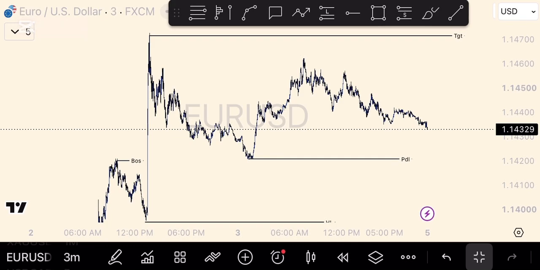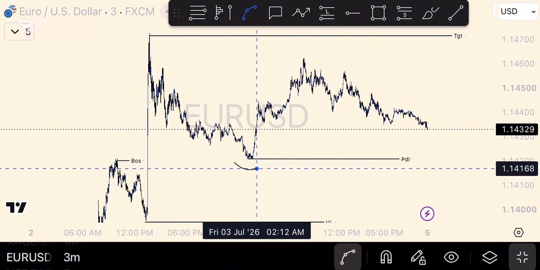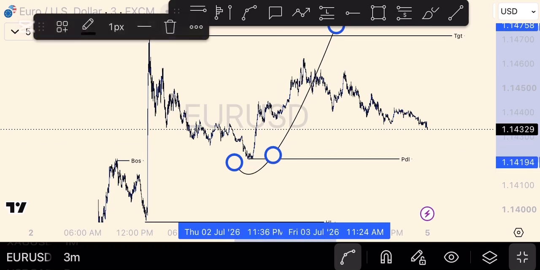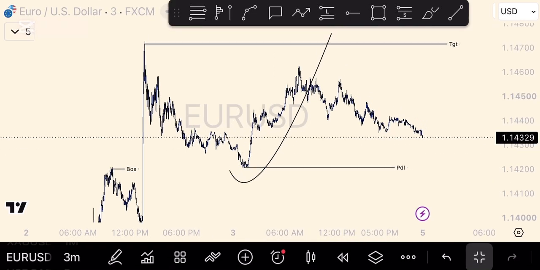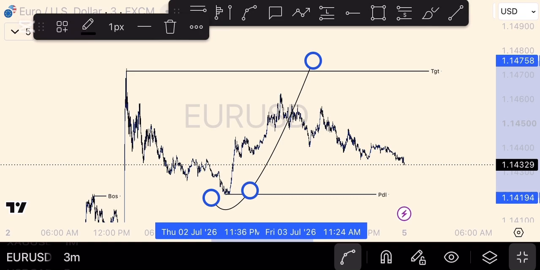So I'm going to name it PDL. The PDL means this is a potential low. This is a potential low which is more likely to break to the upside. Do you understand? This is a potential low which is more likely to break to the upside, which could be a strong low in the future. So that's why I'm going to call it a pending low.